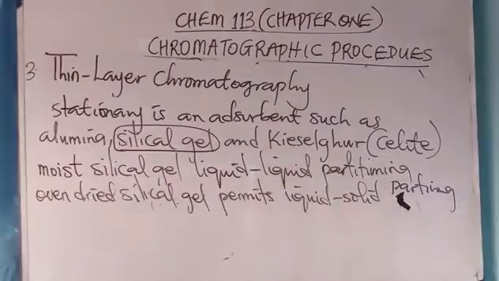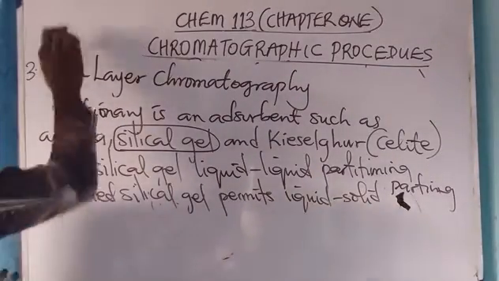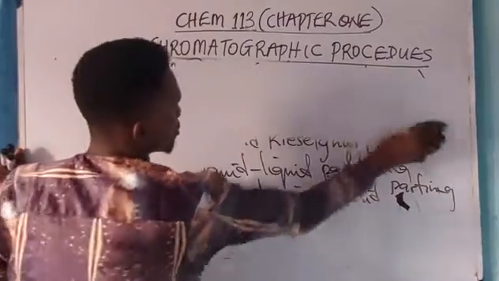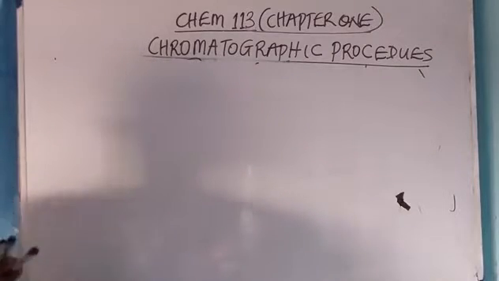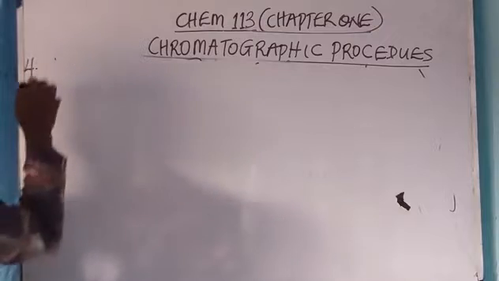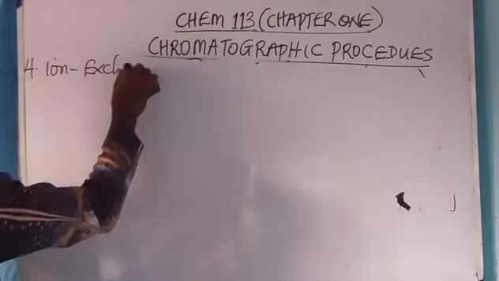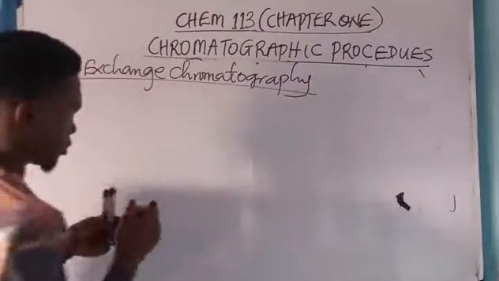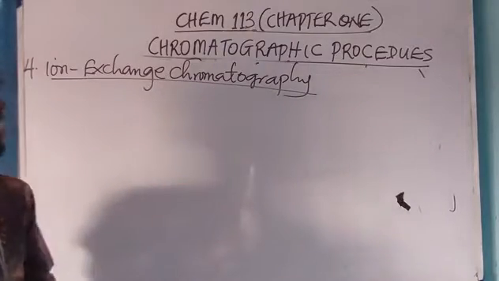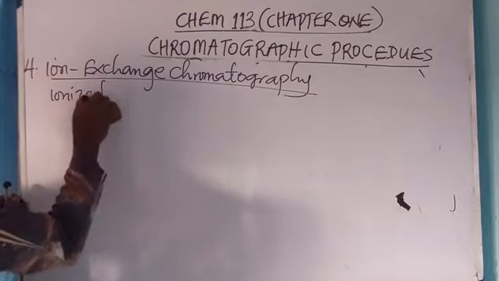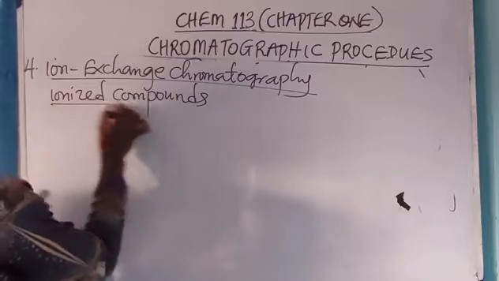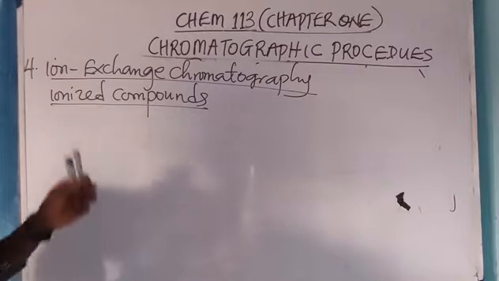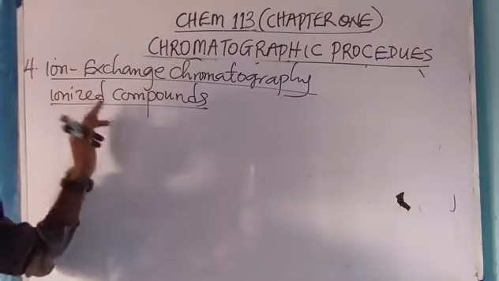Take note of that. The next type of chromatography is the ion exchange chromatography. Now, this ion exchange chromatography is restricted to just ionized compounds. Compounds that have ions. It's just restricted to ionized compounds. It's also called liquid solid chromatography.